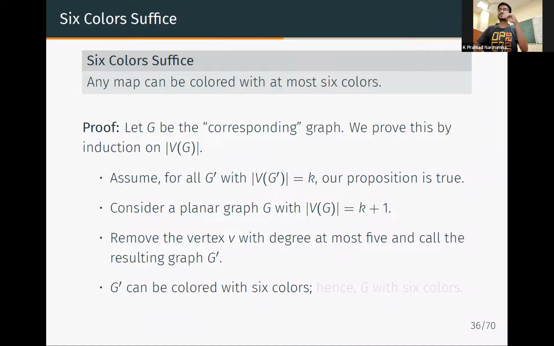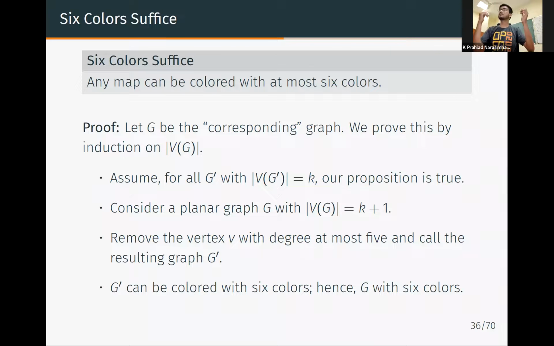That's our hypothesis. And if G dash can be colored with 6 colors, and this V has at most 5 neighbors, each of them might get a different color or the same or similar colors. I don't care. Its neighbors are colored with at most 5 colors, right? Therefore, there exists a 6th color that I can use to color this vertex, right? Now that I've colored this vertex with the 6th color, I've colored G with at most 6 colors. I've given the vertex V a color, G dash already had a coloring. Therefore, putting things together, you have a coloring for G.